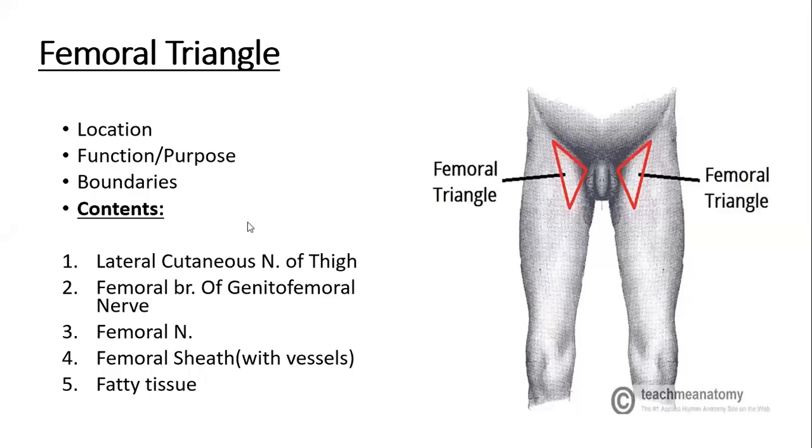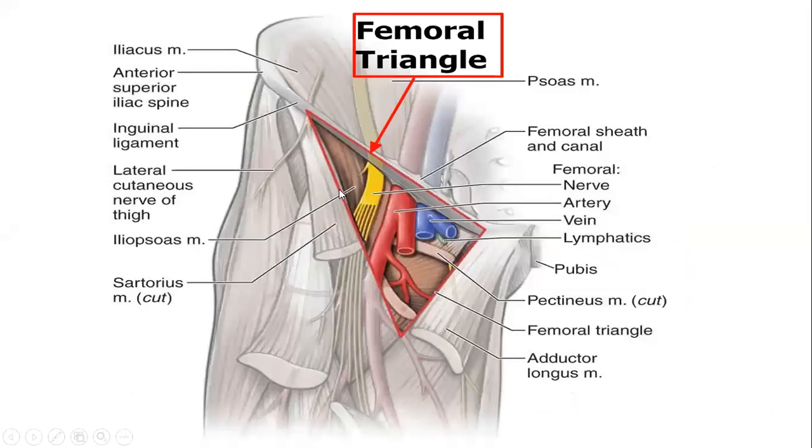What are the boundaries of the femoral triangle? What are the different structures that form its boundaries? Since it's a triangle, it is going to have a base. Then it has a lateral wall, and then it has a medial wall. And where these two walls, lateral and medial, unite inferiorly, they form the apex of the femoral triangle.